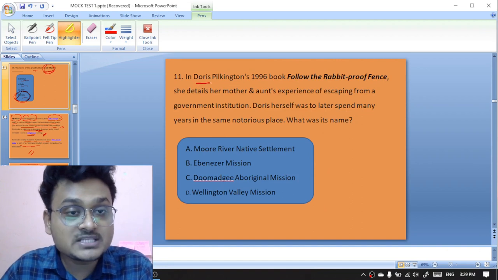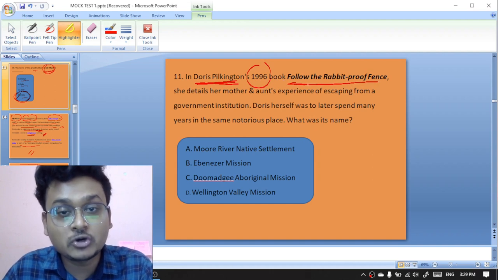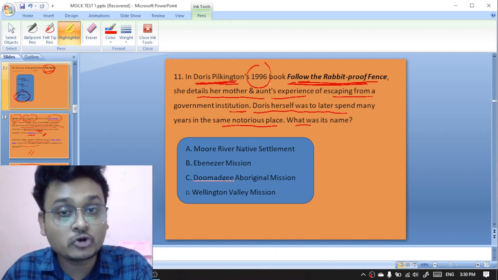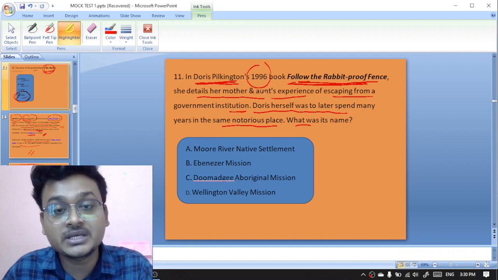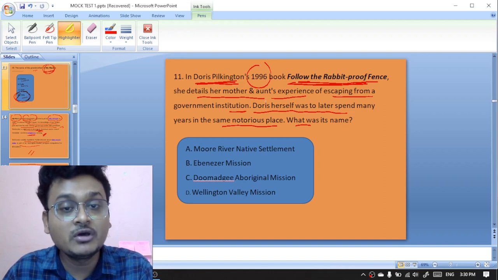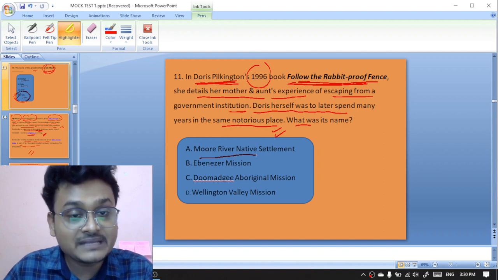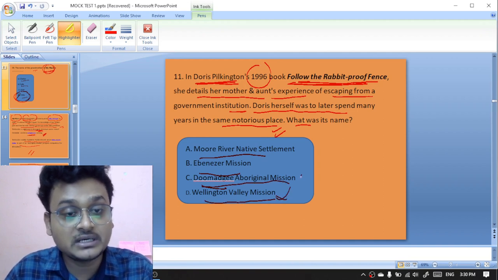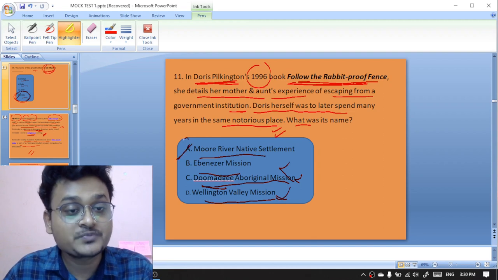Moving to the next question. Doris Pilkington's 1996 book, Follow the Rabbit-Proof Fence, details her mother and aunt's experience of escaping from a government institution, and Doris herself was later to spend many years in the same notorious place. What was that place? Moore River Native Settlement, Carrolup Mission, Dumadji Aboriginal Mission, Wellington Valley Mission. So it is actually Moore River Native Settlement. So here A is the right option.